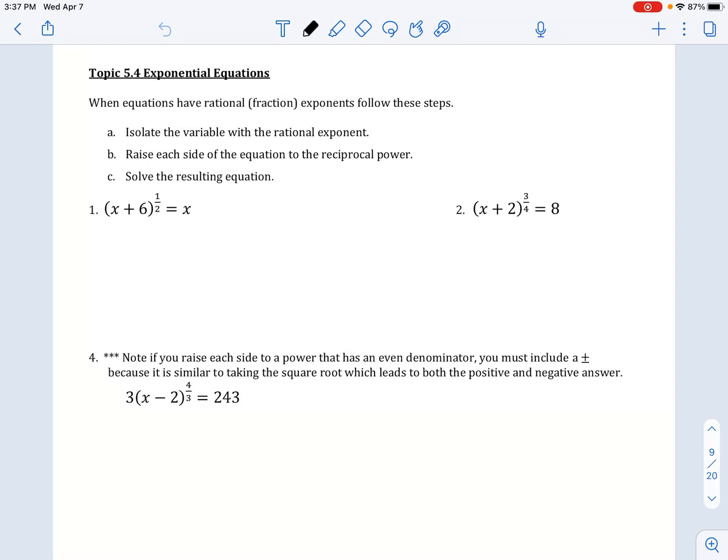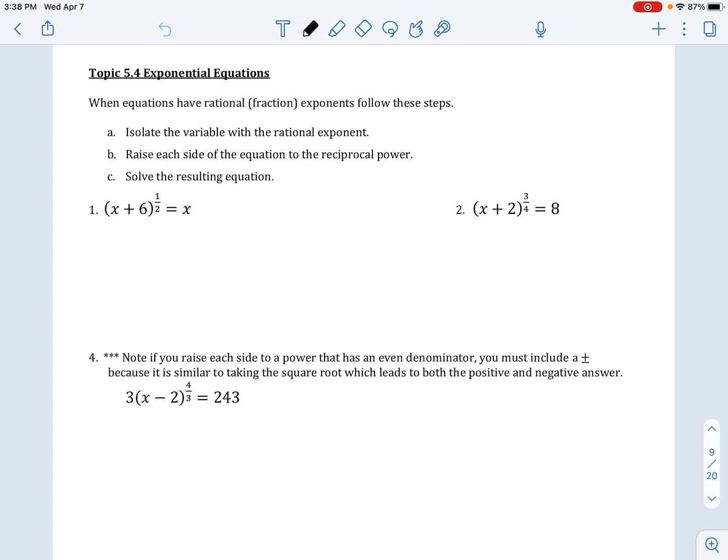The next topic that we're going to work on is solving equations that have rational exponents. In other words, fraction exponents. Very similar to solving radical equations in that you will want to get the variable or the expression that contains the fraction exponent isolated. So isolate the variable or the expression, the parentheses, with the rational exponent. Then you're going to raise both sides to the reciprocal of that fraction, of that rational number.